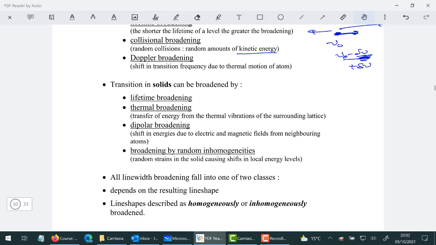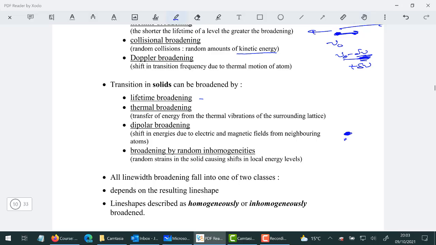In solids, it's a wee bit different. Again, we have lifetime broadening, which is a basic principle underlying materials. We have thermal broadening, which is a bit like collisional broadening, in that the phonons, or vibrations within the solid lattice structure, can give extra little bits of kinetic energy or absorb little bits of kinetic energy.